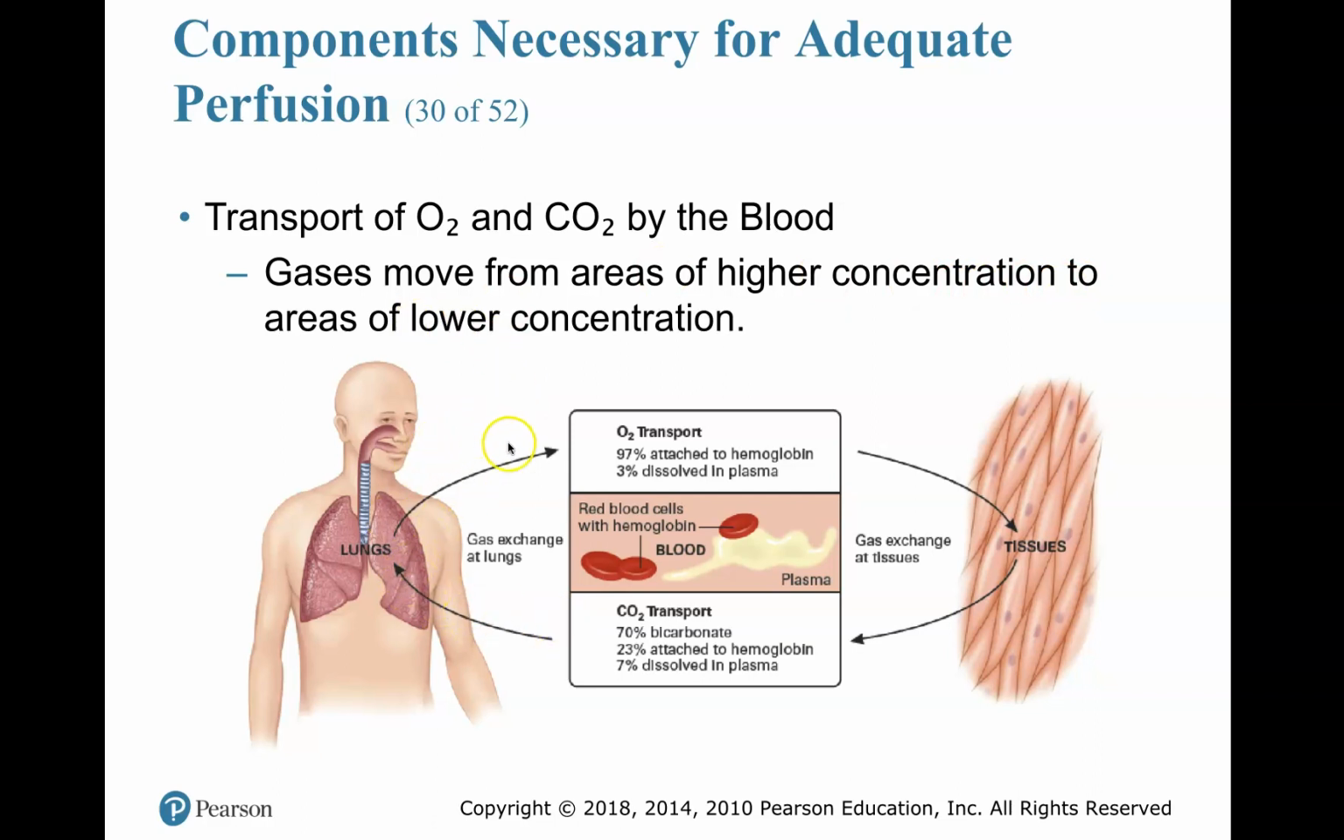So we see the gas exchange at the lungs, O2 transport, 97% is attached to hemoglobin, goes to the tissues, and then the tissues give off that CO2 back to the lungs to get oxygenated. Red blood cells with hemoglobin, which is 97%, and 3% is dissolved in the plasma.